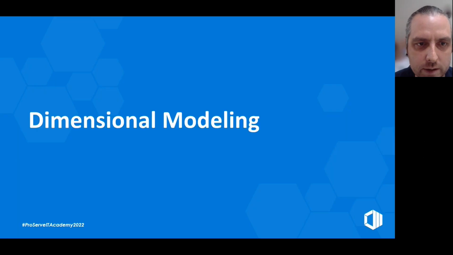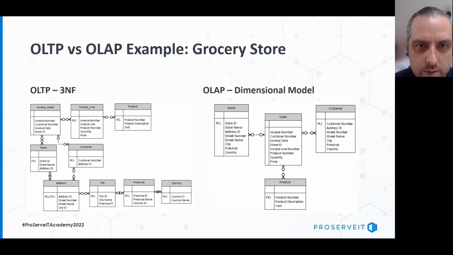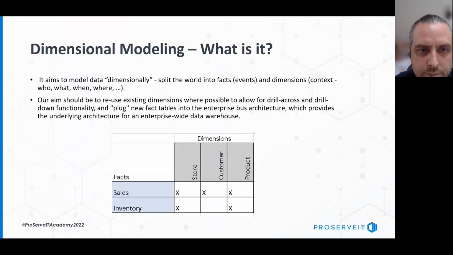So if we go back quickly to this slide here, your fact is your sales. So this is the event that's happening, a sale of something. And then the who, what, when, where, that's your customer, your store, your product. And these are the things that you're going to slice and dice by. So again, facts are the things that you want to measure. Dimensions are the context, in another way of saying that, how you want to slice and dice, how you want to split up the things that you're measuring.